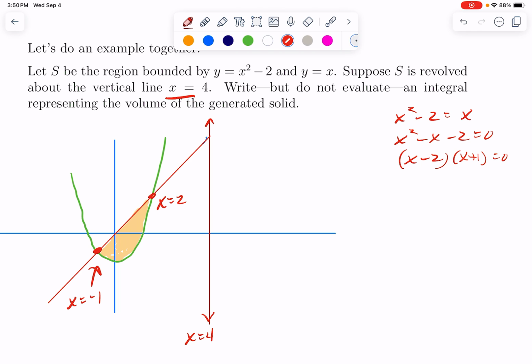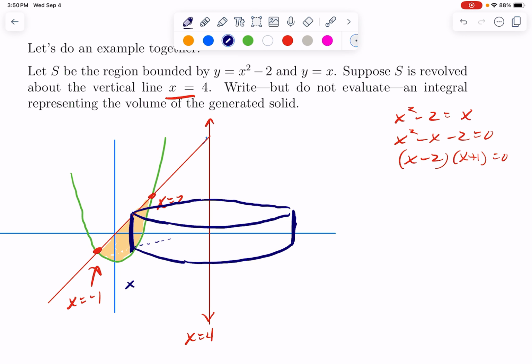So let's just imagine some arbitrary x. Right, here is just some x value, and this is the vertical portion corresponding to that x value. And let's imagine what happens when we spin just that segment around the vertical line x equals 4. We're going to get a cylindrical shell. So what would be the area of that cylindrical shell? It would be 2 pi times radius times height.